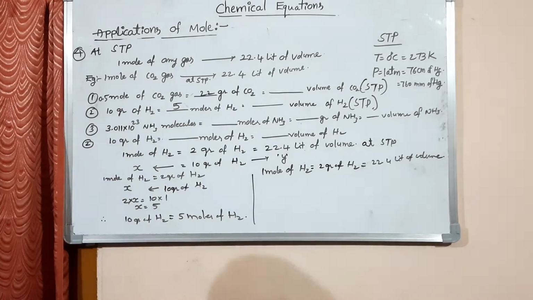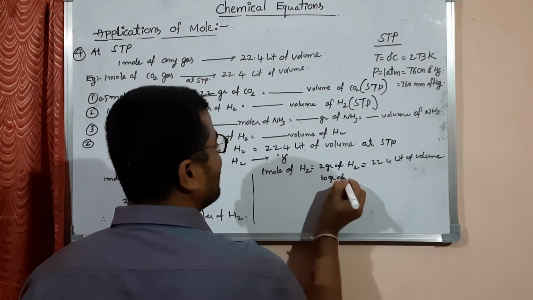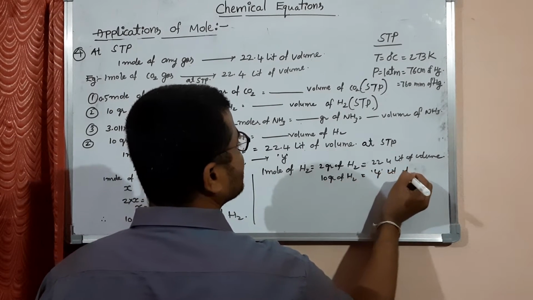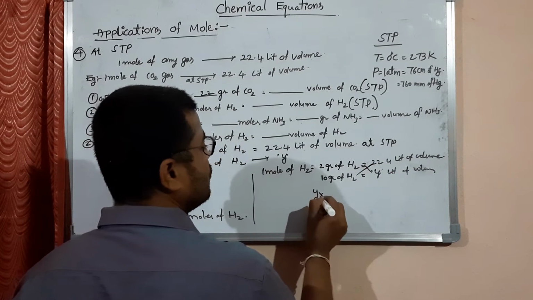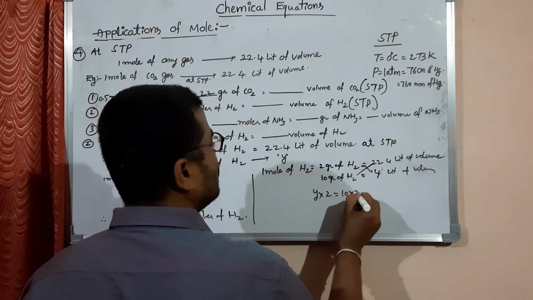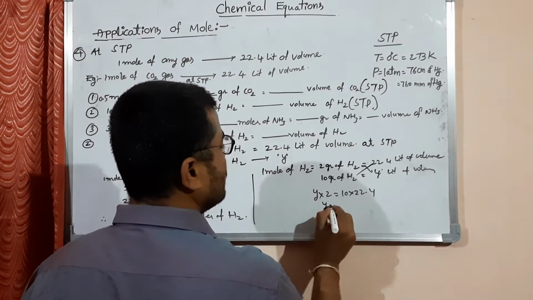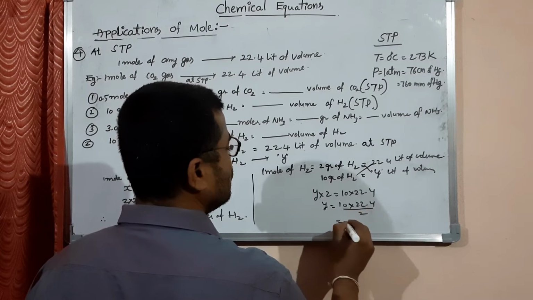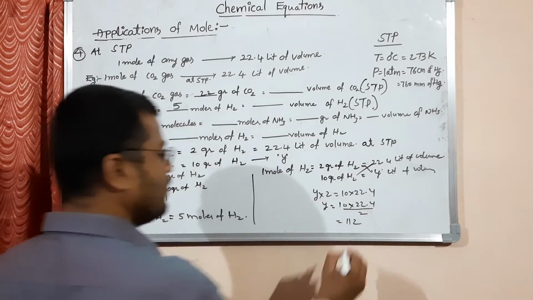Now taking 10 grams of hydrogen, 10 grams of hydrogen is equal to Y liters of volume. Cross multiply. Y into 2 is equal to 10 into 22.4. Now Y is equal to 10 into 22.4 by 2, that is equal to 112 liters of volume.